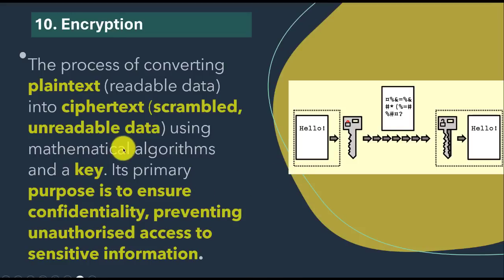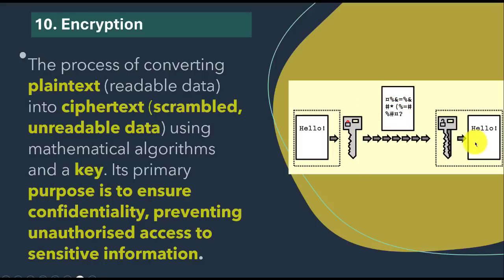So let's go to number 10. We're halfway done. Encryption. We all know about encryption. Well, I believe we do. It is the process of converting plain text like this one, hello, which is readable, and we scramble it and make it unreadable data like this.